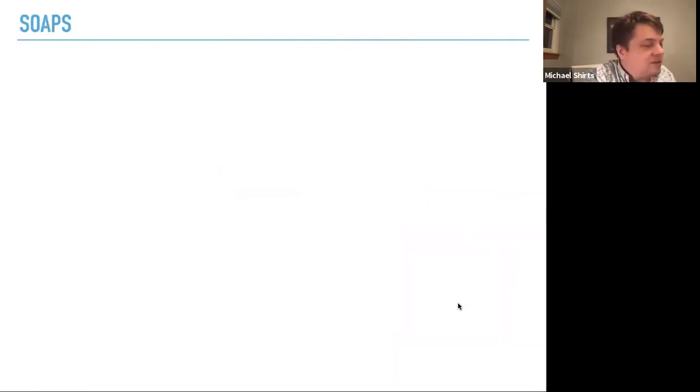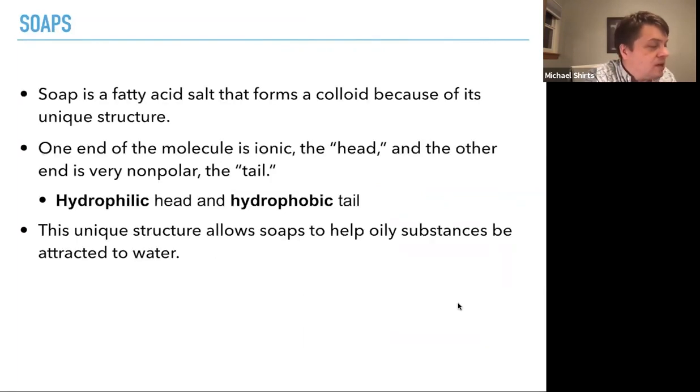One really important colloidal suspension that occurs all the time is soaps. Soaps are fatty acid salts that form a colloid because of their unique structure. On one end of the molecule, it's ionic. You have an ionic bond. Usually it's a salt, sodium lauryl sulfate. Does that sound like something you might see in a shampoo bottle? The sodium and the sulfate are one end of it, and the lauryl, I can't remember the exact molecule, is a long hydrocarbon chain. And so you have an ionic head and a nonpolar tail. This unique structure allows the soaps to help oily substances be attracted to water.